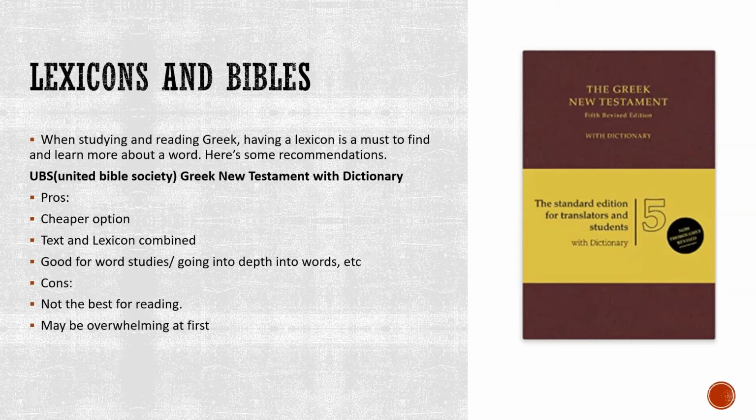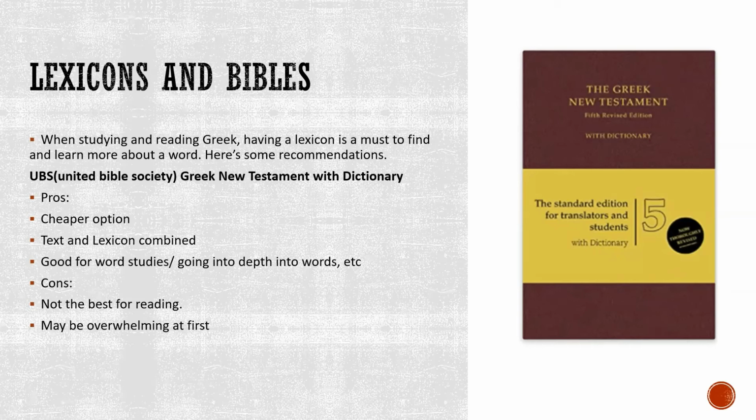My first recommendation, if you want to save the most money, is to just get this Greek New Testament called a UBS, United Bible Societies Greek New Testament, with a dictionary. The best reason to get this is that it's probably one of the cheapest options you could get, with a dictionary for all the Greek words along with the text of the New Testament itself. So you have the text and the lexicon combined, and it's the cheapest option. And last but not least, this would be my most recommended text for word studies or going in depth on certain words in the New Testament.